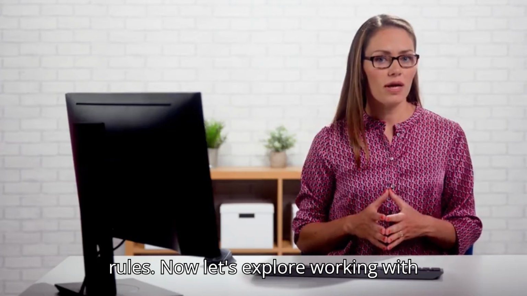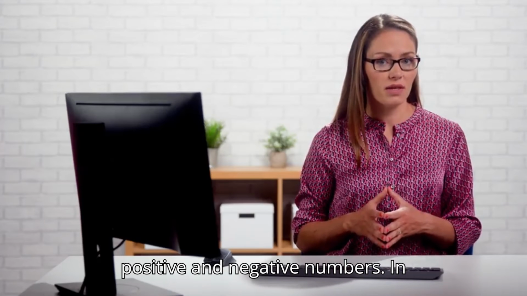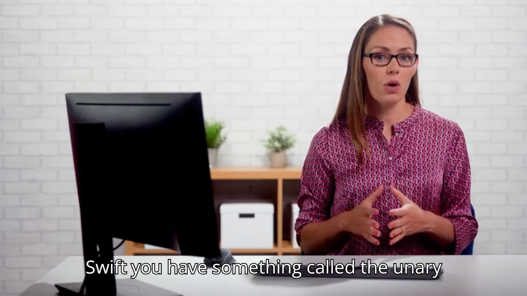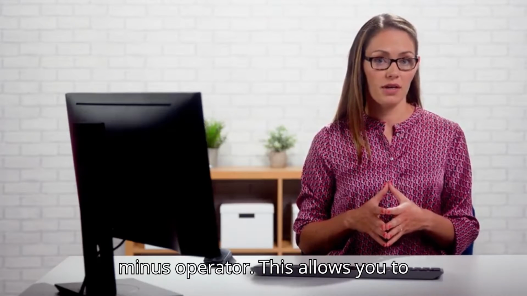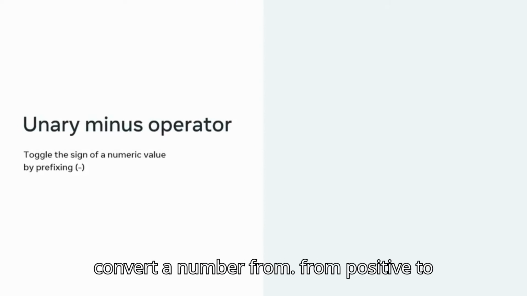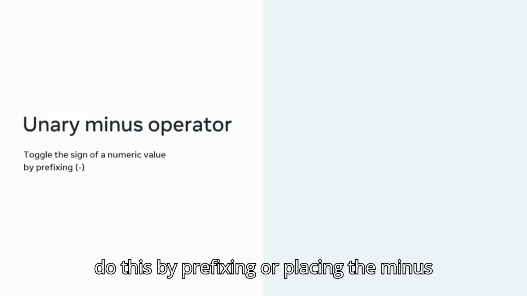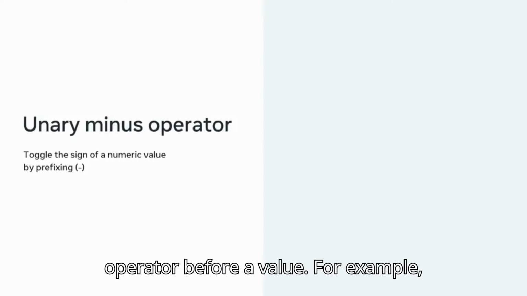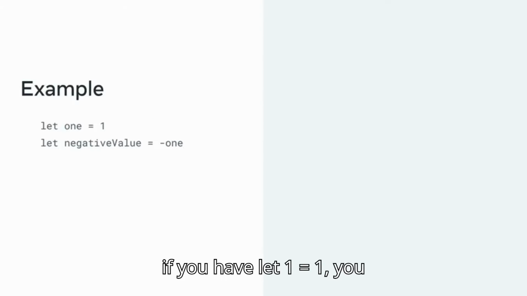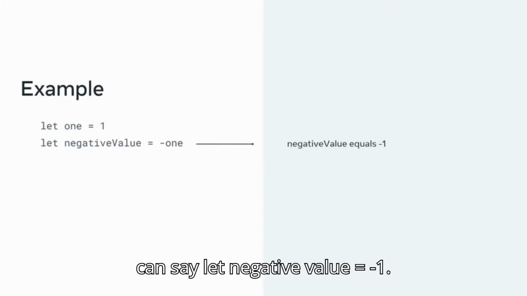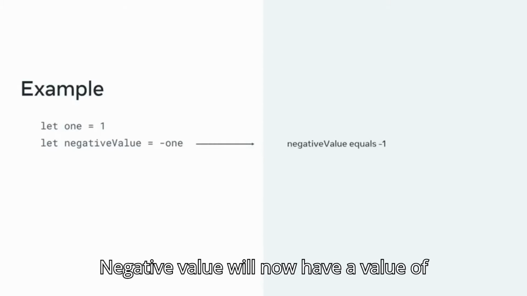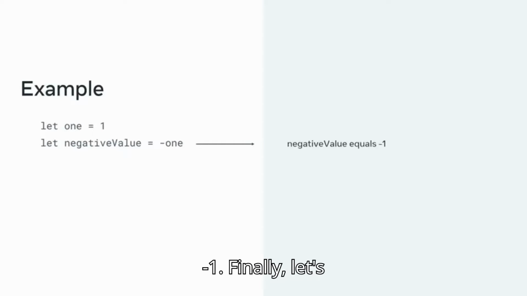Now let's explore working with positive and negative numbers. In Swift, you have something called the unary minus operator. This allows you to convert a number from positive to negative and vice versa. You do this by prefixing, or placing, the minus operator before a value. For example, if you have let one equals 1, you can say let negativeValue equal minus one. negativeValue will now have a value of minus 1.